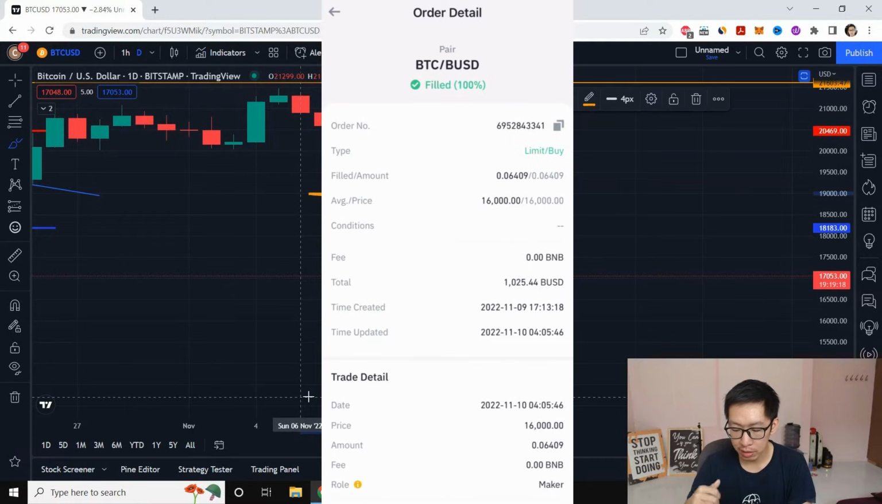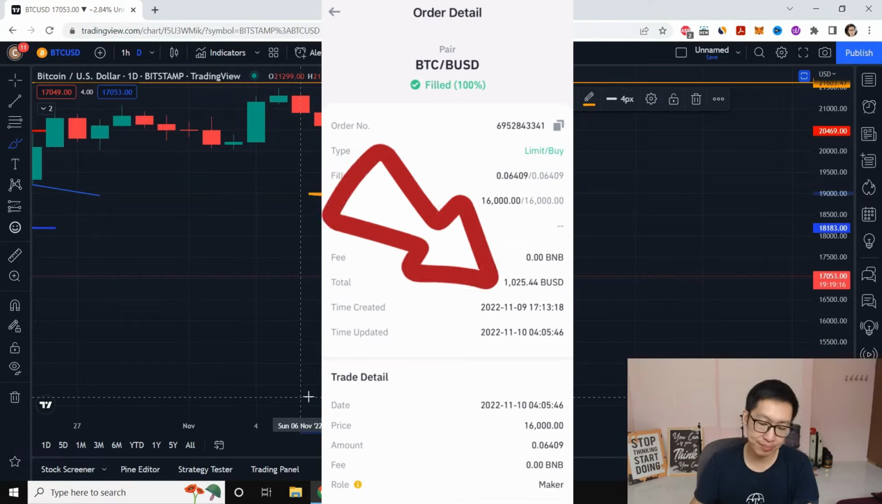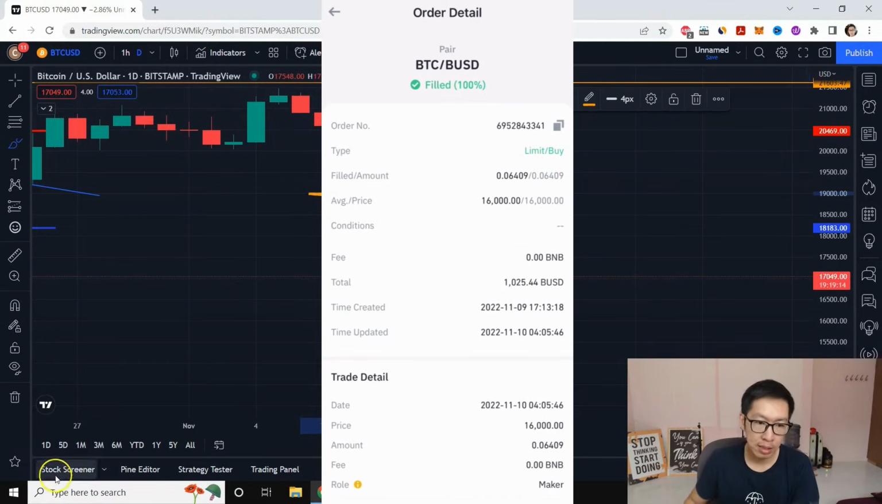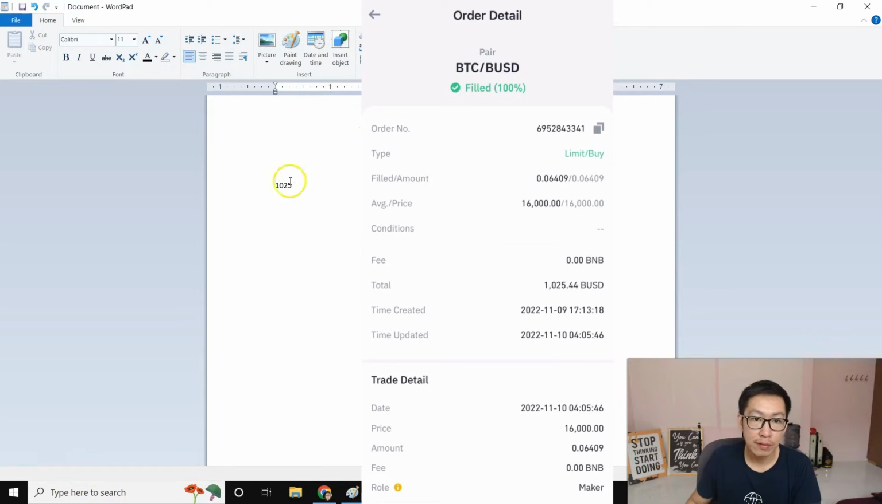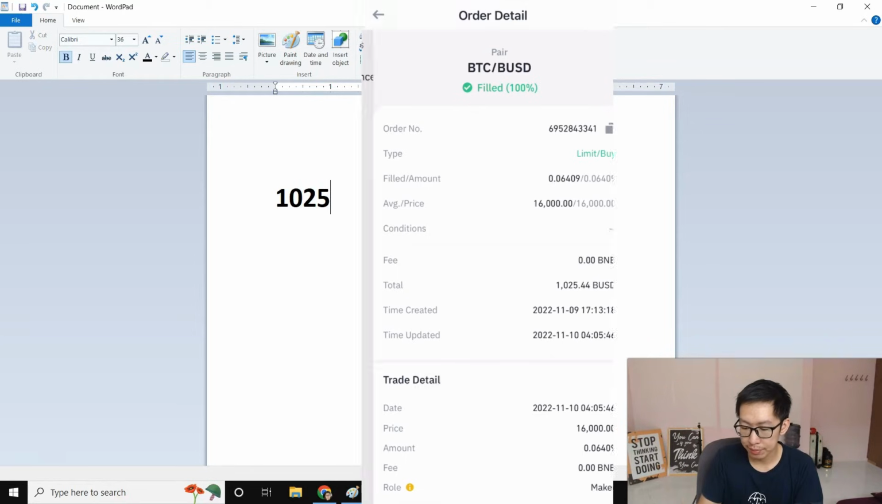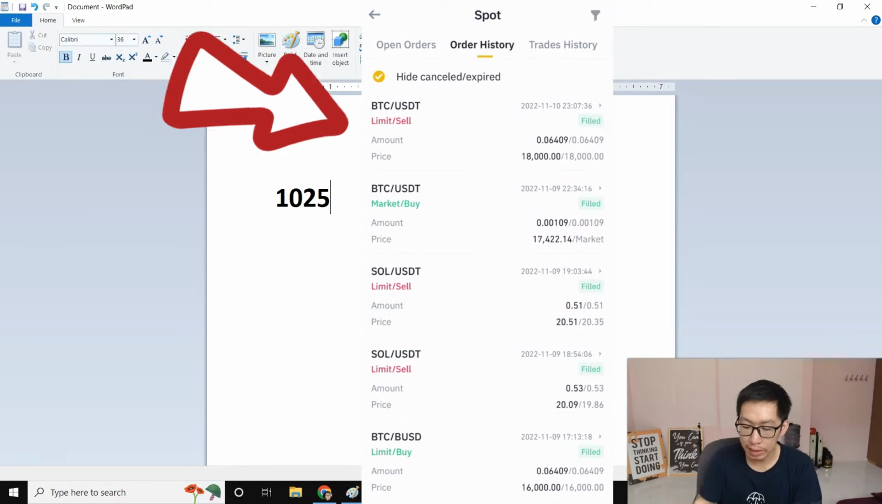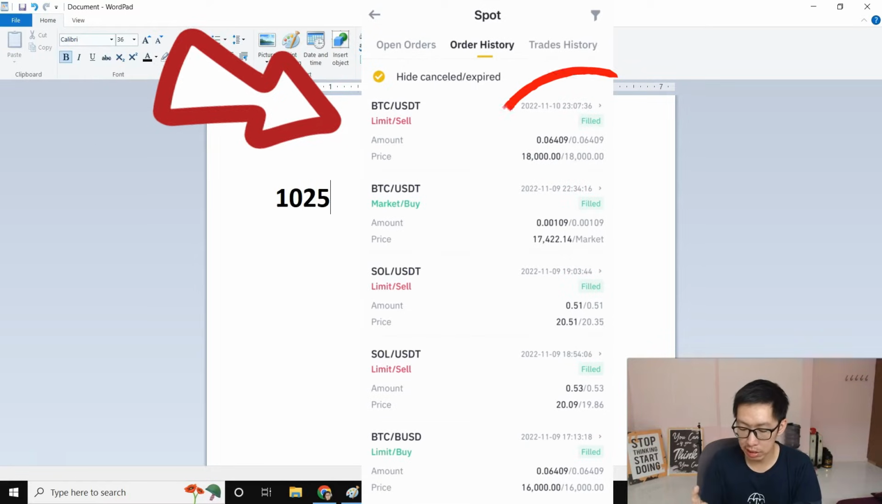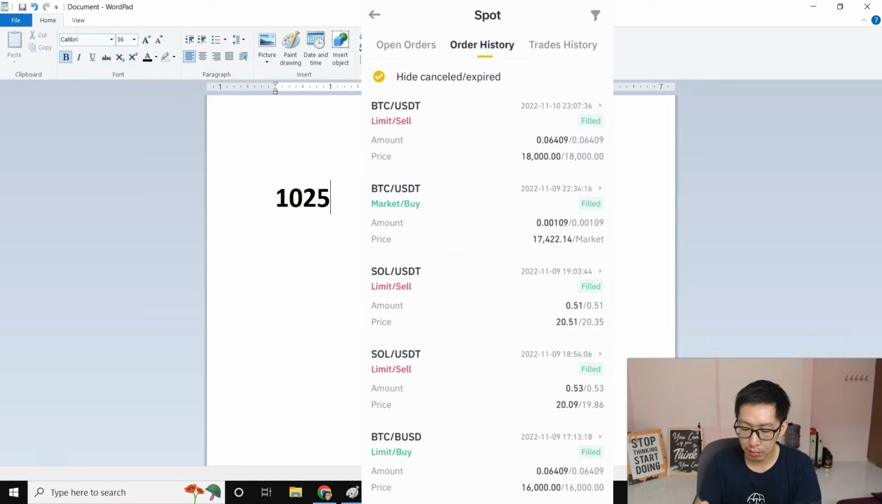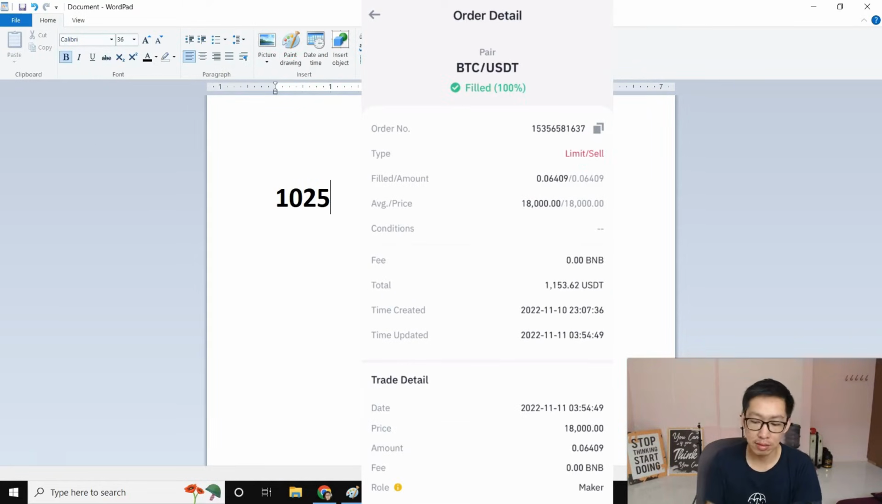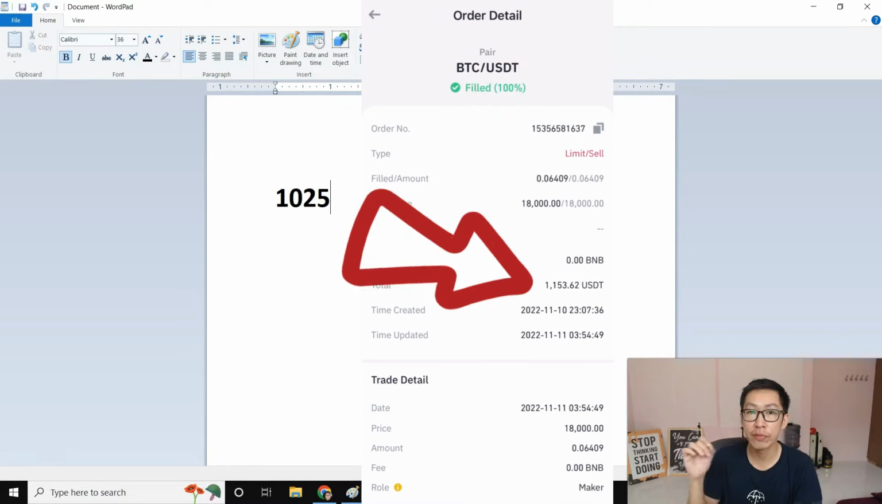You can see I bought $1,025. So write down somewhere, 1025. Okay, so I bought Bitcoin with $1,025, and then when it goes up to 18,000, you can see right there at the top, I sell it. Okay, you can see this is a limit sell. You can also limit sell it. You can see I sell it for 1153.